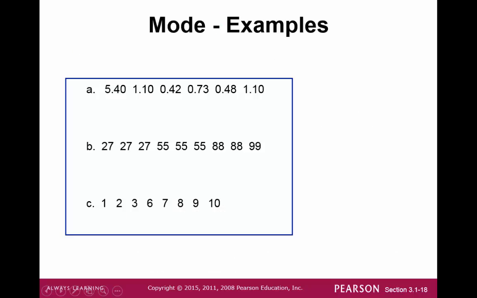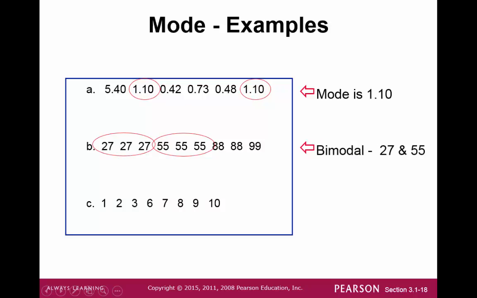Let's take a look at some examples. In the first set, notice that 1.10 occurs twice. This is the most frequent, so this is the mode. For the second set, notice that 27 and 55 both occur 3 times. So we have 2 modes. In the next set, all the numbers happen exactly 1 time. So in this case, there is no mode.